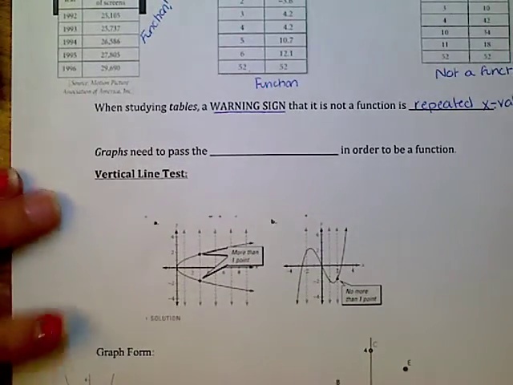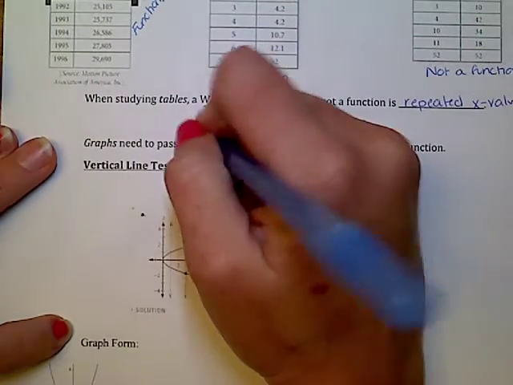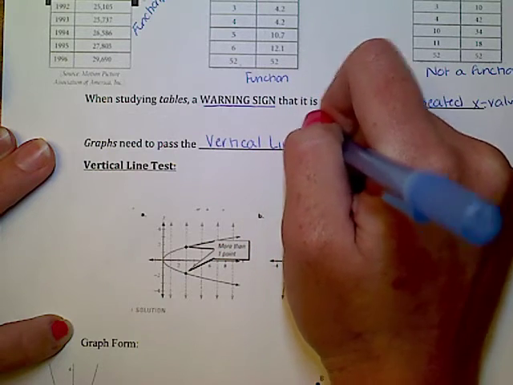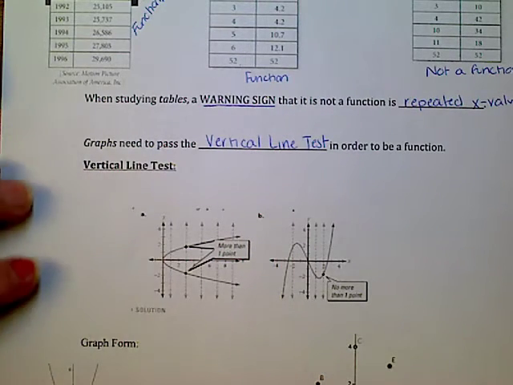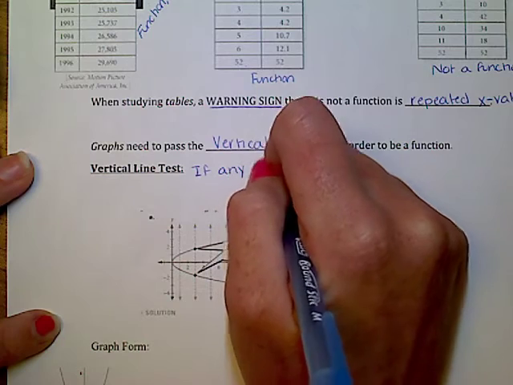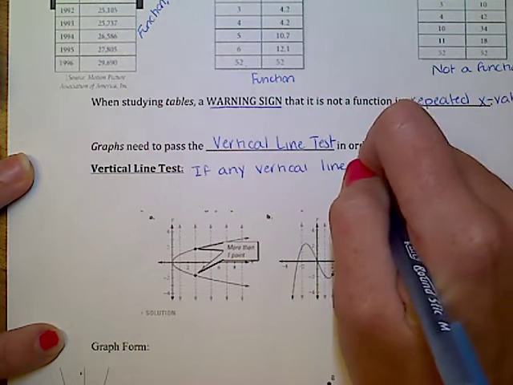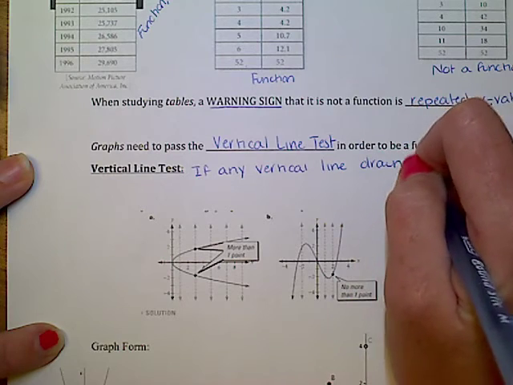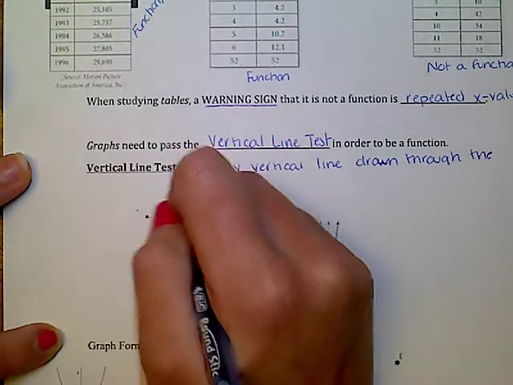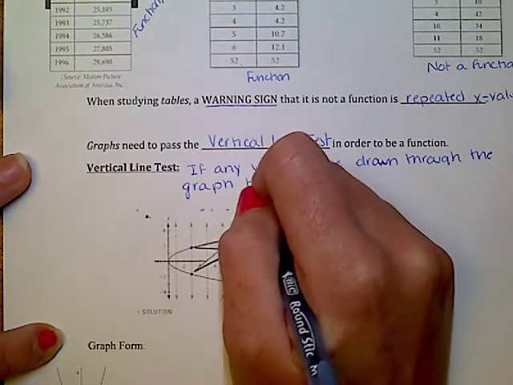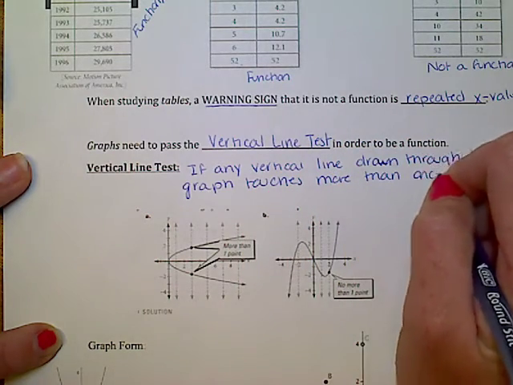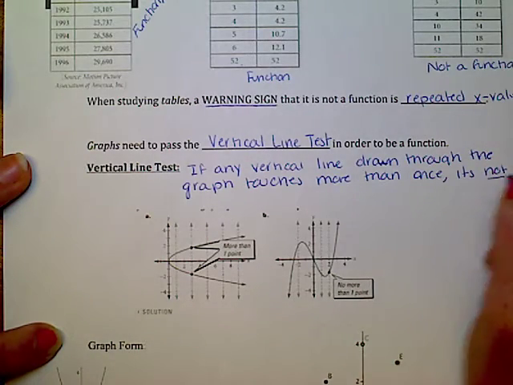Graphs, on the other hand, we got to utilize something else. They need to pass the vertical line test. Now, the vertical line test says that if any vertical line drawn through the graph touches more than once, it's not a function.